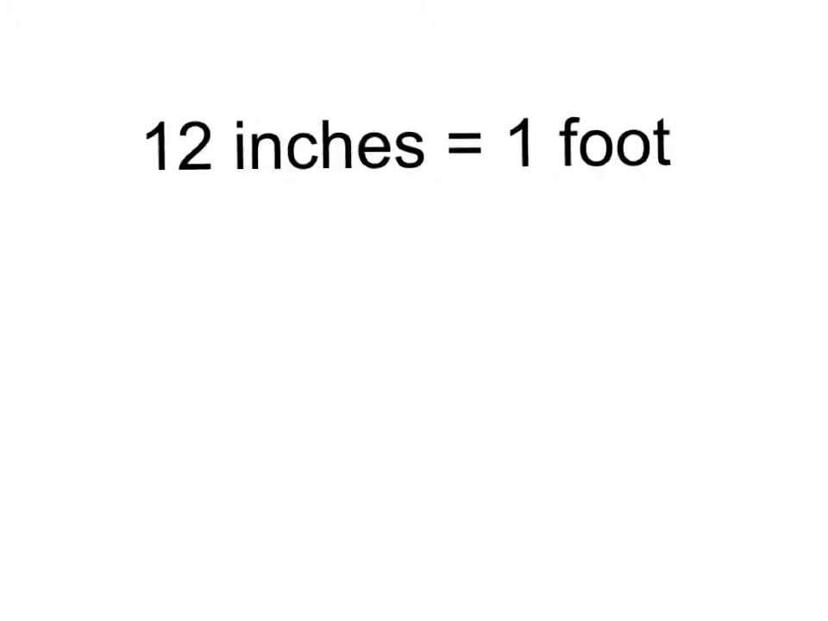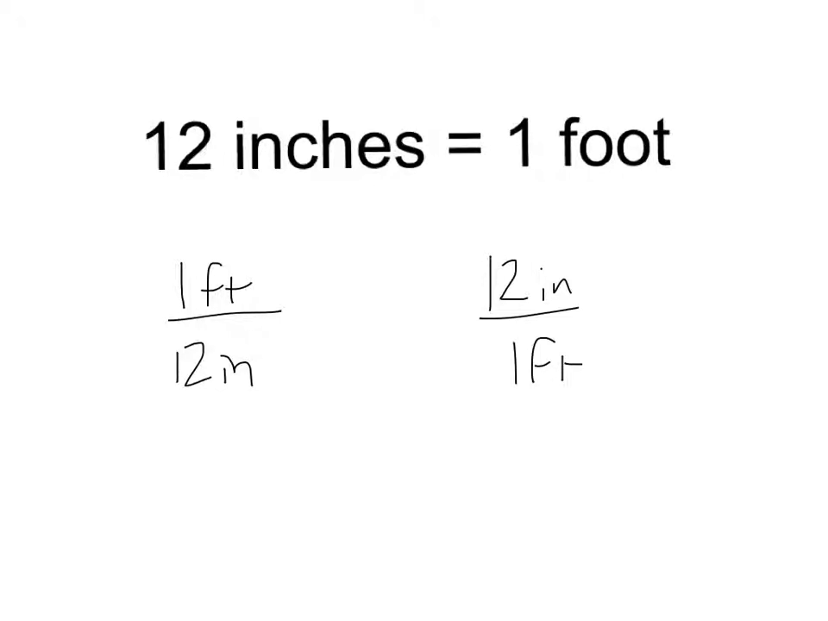Because 1 foot and 12 inches are the exact same thing, you can make a fraction out of them, and the fraction will be equal to 1. So if I have 1 foot over 12 inches, or I could say it the other way, 12 inches is 1 foot. Because these things are equal, they are essentially equal to 1. Anytime you have a fraction where the numerator and the denominator are identical, that fraction is equal to 1.